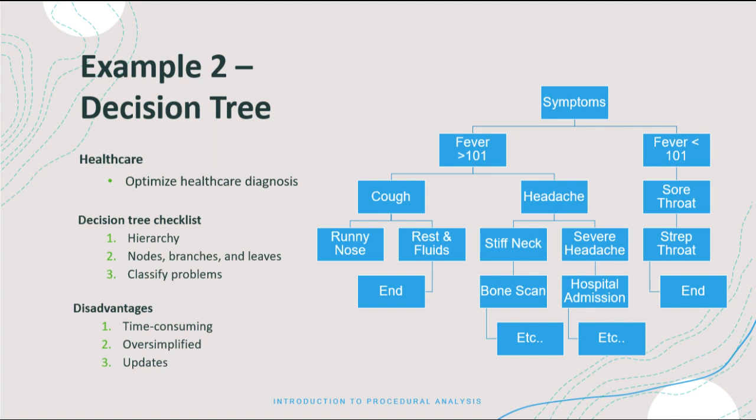Let's take a look at our decision tree checklist. This approach provides us with a hierarchy to work with, added with nodes, branches, and leaves. And it successfully classified the problem by providing the healthcare provider a simple course of action to follow. Much like the model before, this approach is time-consuming. It may oversimplify the task, and in this case, in the healthcare field, it may be detrimental to the patient. Lastly, this model requires recurring updates that again adds more time to the already taxing process of building a decision tree.